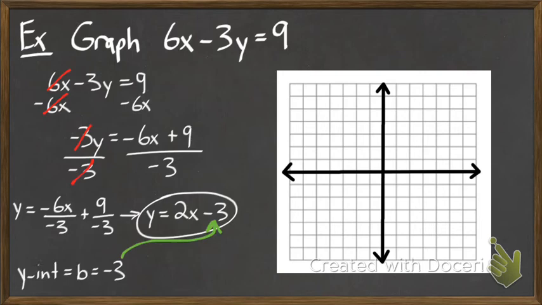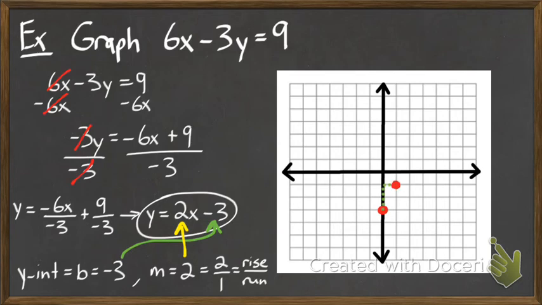So that occurs when y equals negative 3, because b equals negative 3, and we know our slope is 2. So we can also write this as a fraction as 2 over 1, so that is our rise over run. So using these, we can easily graph our linear equation.